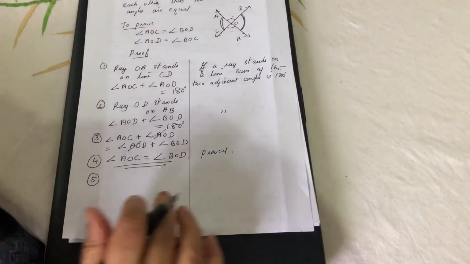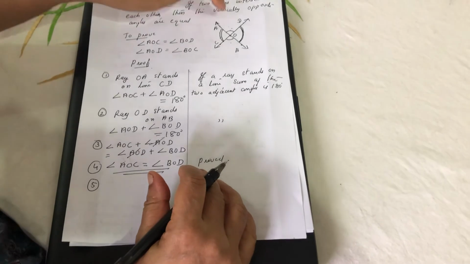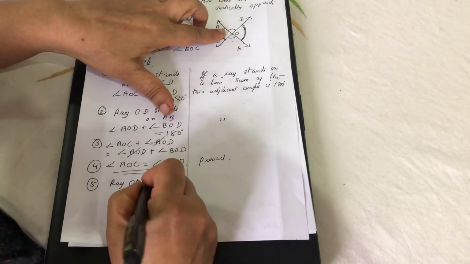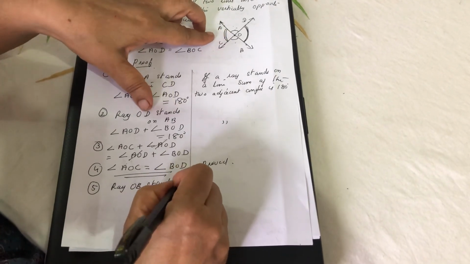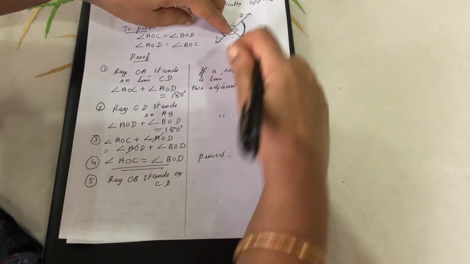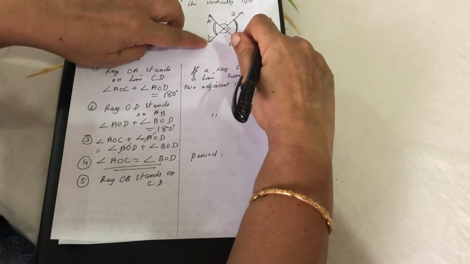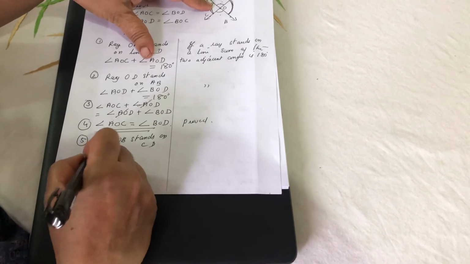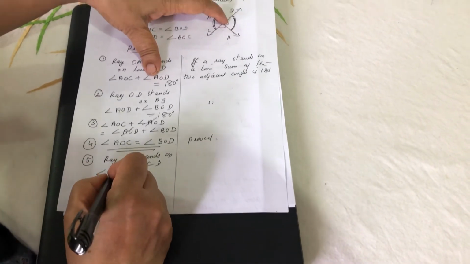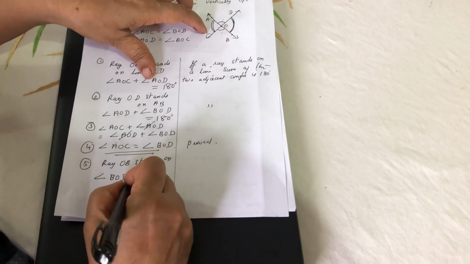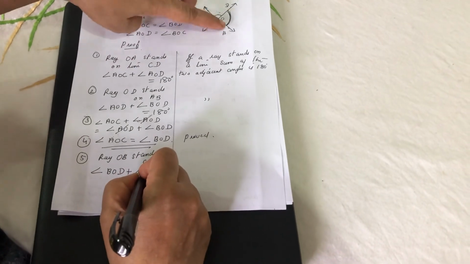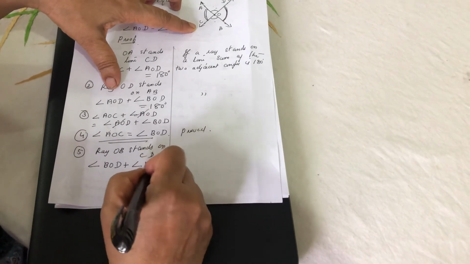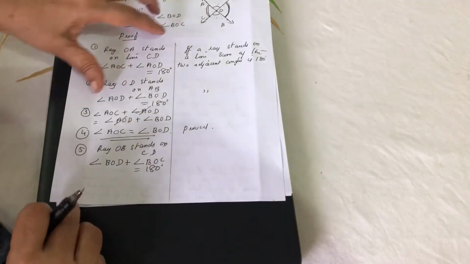Okay, now for the next one, take this ray OB stands on CD. So here two adjacent angles are forming. Which are the two adjacent angles? Angle BOD plus angle BOC equal to 180 degrees. The reason is given in the first.